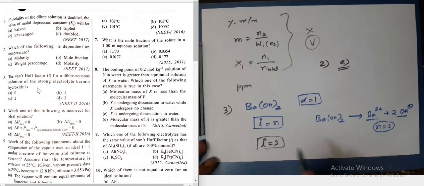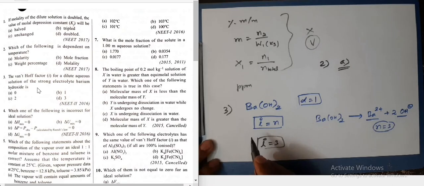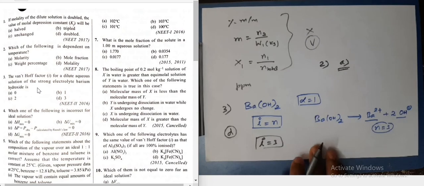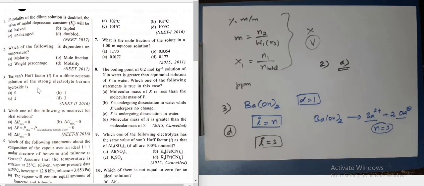Yeah. So for question number 3, the correct option is D. Option D. Correct option is D. Take note. You have to see the electrolyte carefully, whether this electrolyte is strong or weak, whether it undergoes dissociation or association, right?